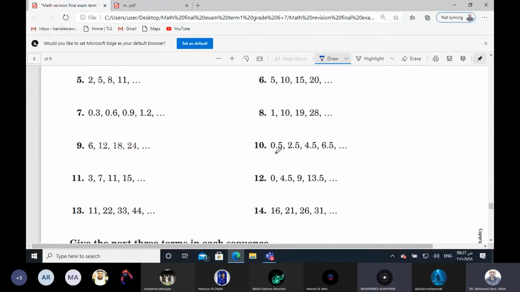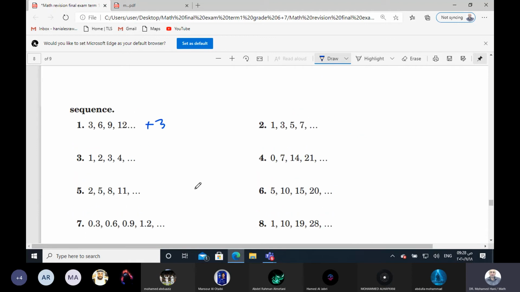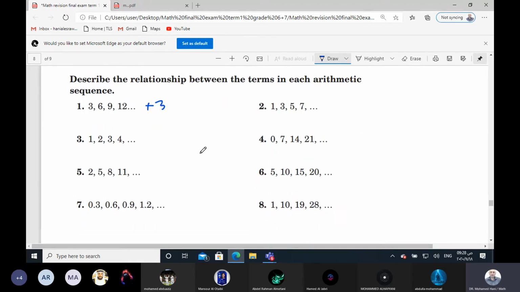Here, 0.5, 2.5, 4.5, 6.5. So the relationship is plus 2, because 0.5 plus 2 will be 2.5, 2.5 plus 2 will be 4.5, 4.5 plus 2 will be 6.5. All the exercises here have the same idea.